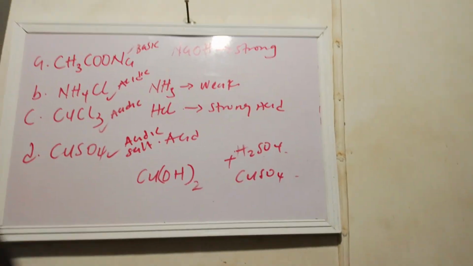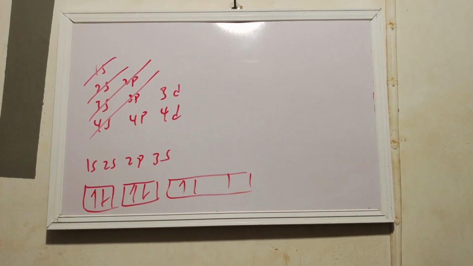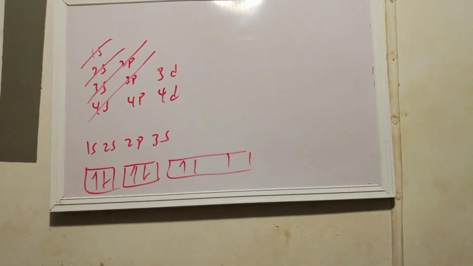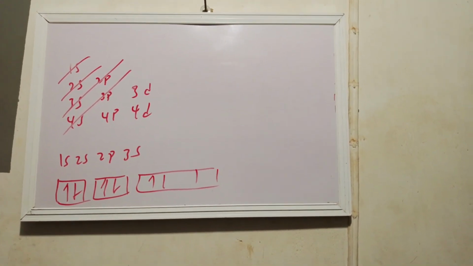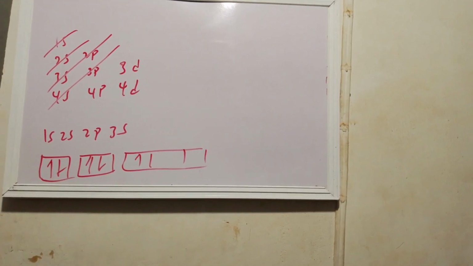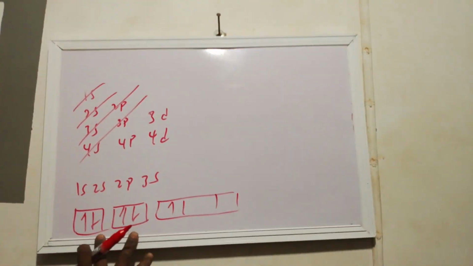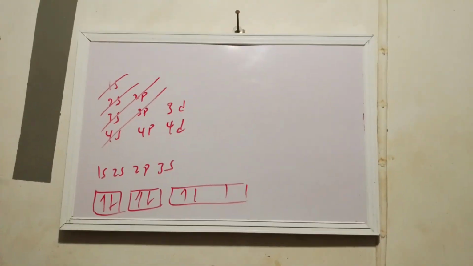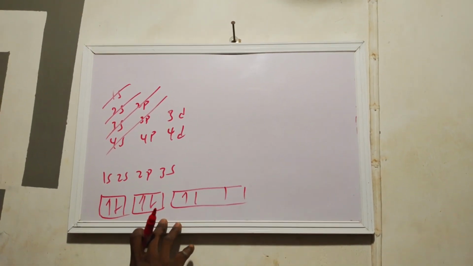So now to the next question. On the periodic table, boron has lower ionization energy than beryllium. Why does it have lower ionization energy than beryllium? If you use the shell configuration method, you might think that is the normal way, because the normal way is that we think the higher the number of valence electrons, the higher the ionization energy that is required, but not in all cases.